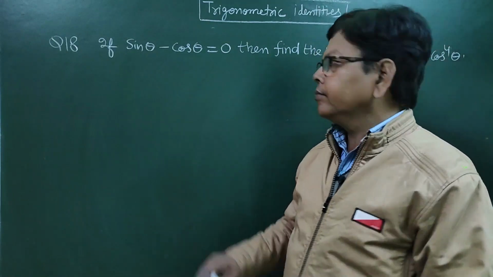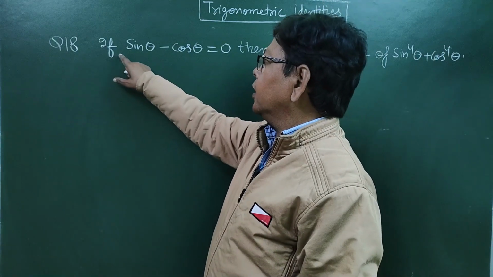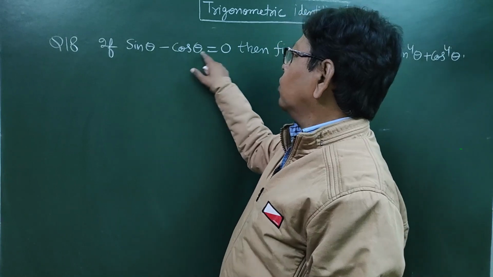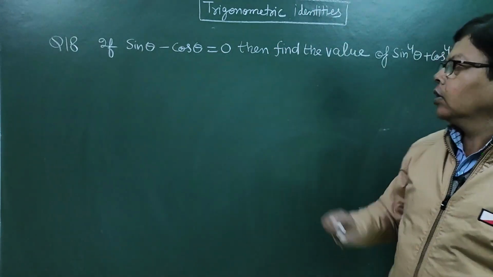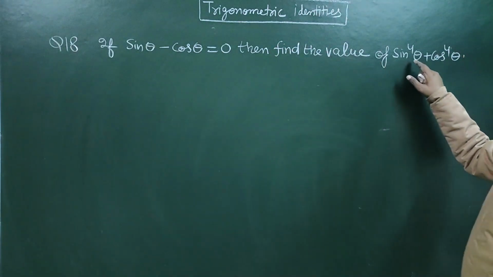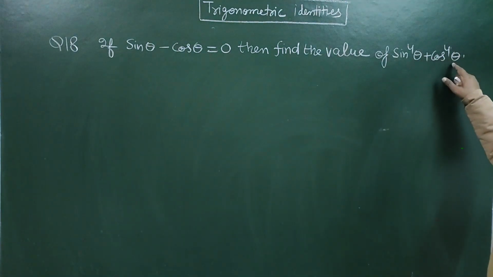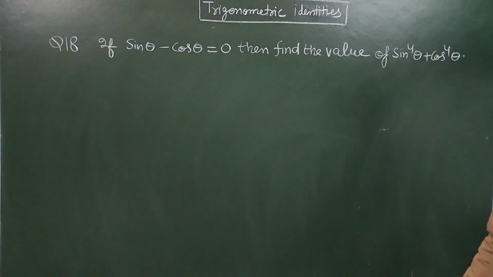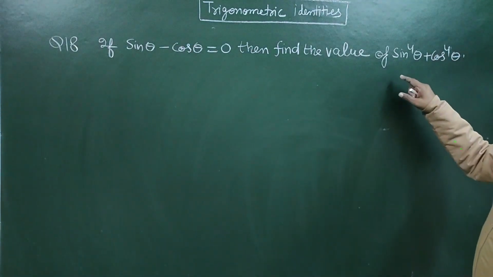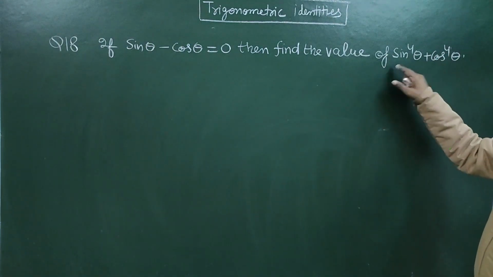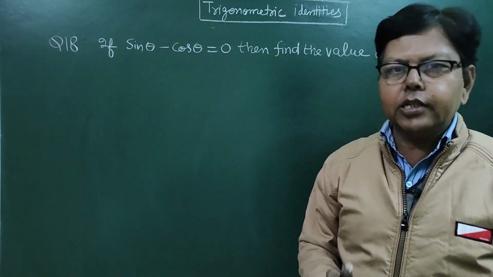Next question, question number 18. If sin theta minus cos theta is equal to 0, then find the value of sin^4 theta plus cos^4 theta. To get the value of this expression, you need the value of angle theta.